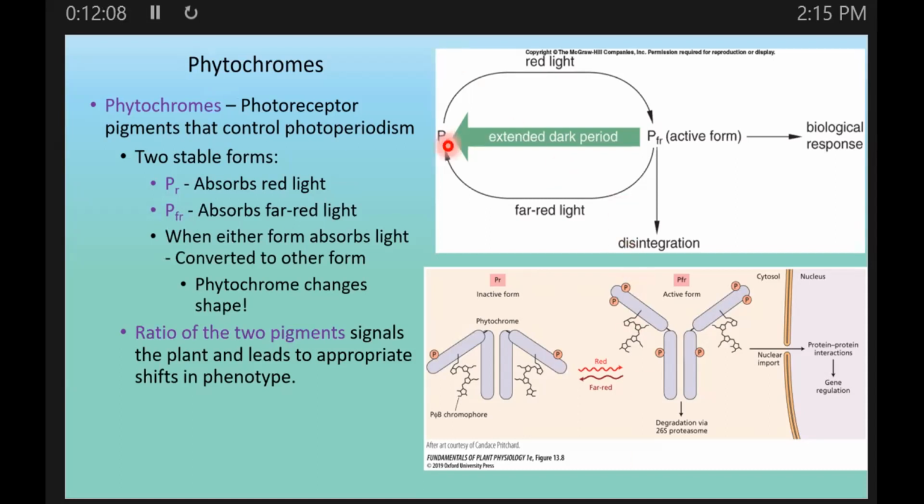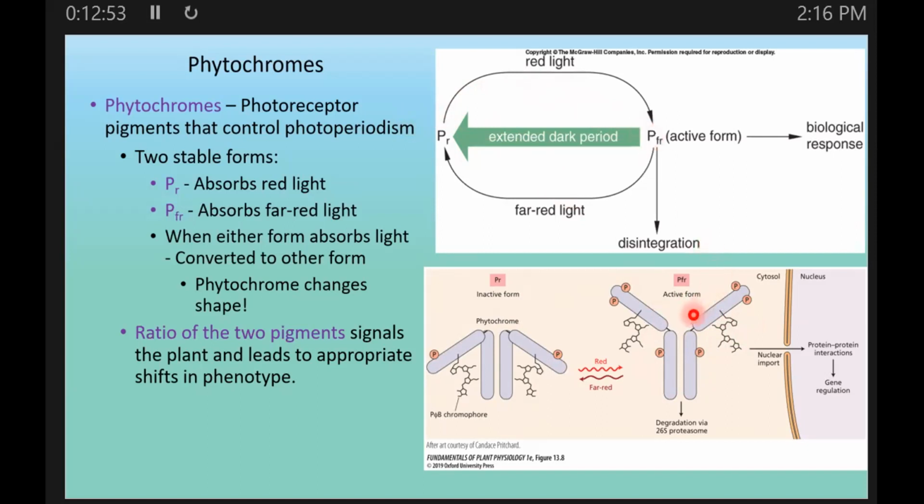So up top is this idea of converting back and forth. So the Pr form on the left here, that corresponds to what they've drawn down here in this image on the bottom, the way it's shaped there. Okay. So what's happening is when that Pr form absorbs red light, it's designed to absorb red light, it actually causes it to shift its shape. So now it looks more like a capital Y in its shape. And then we call it the Pfr form if it's in that shape. All right. So when the Pr form absorbs red light, it physically shifts into the Pfr form.